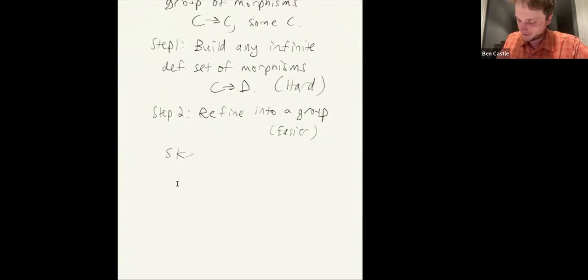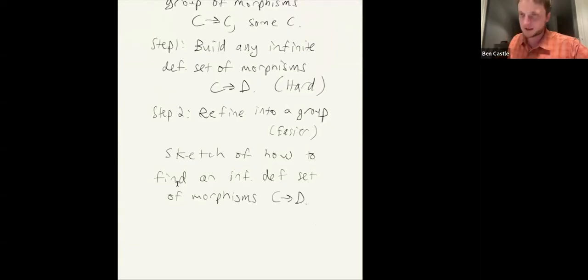Sketch of how to find an infinite definable set of morphisms, importantly between 2 fixed objects. It's not just that there's some infinite set of morphisms, that's easy, but an infinite set of morphisms between 2 fixed objects. That's the hard part.